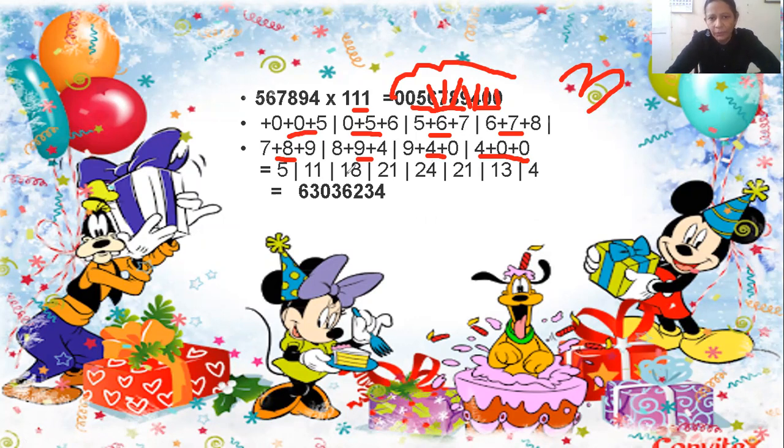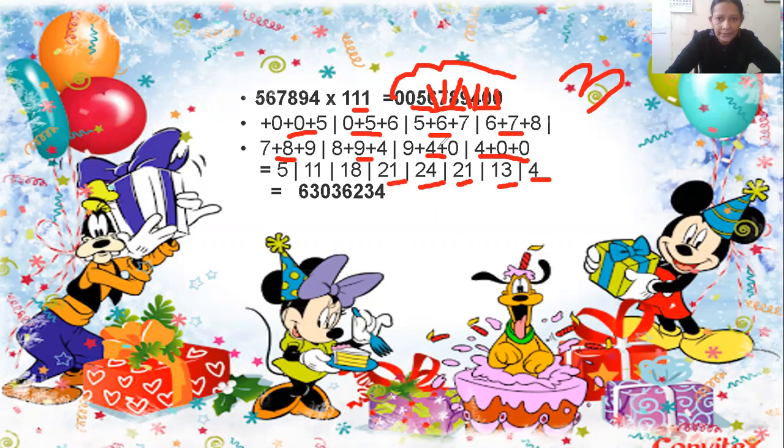And in the next step, now I'm telling you this step. See, 4 here you will write down 4 plus 0 is equals to 4. 9 plus 4 plus 0 is equals to 13. So you will write down here 13. Now 8 plus 9 plus 4 is equals to 21. So you will write down here 21. Now 7 plus 8 plus 9 is equals to 24. So you will write down here 24. Now 6 plus 7 plus 8 is equals to 21. You will write down here 21.